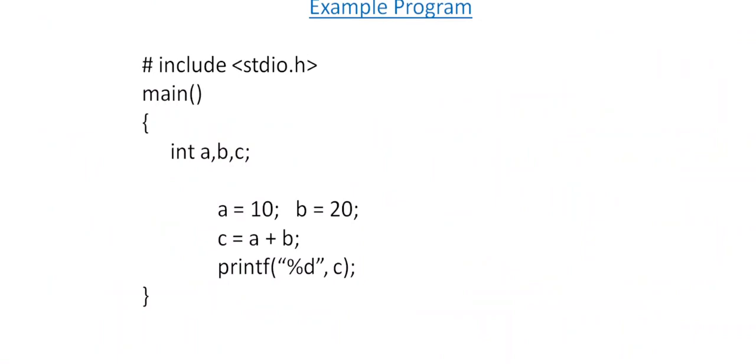This is a simple example program. #include <stdio.h>. The first statement is a preprocessor directive. What we are telling is to include the content of the file called stdio.h. Now .h stands for header file, and stdio stands for standard input output.